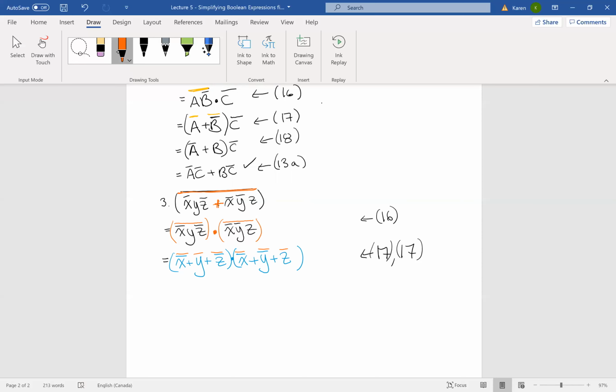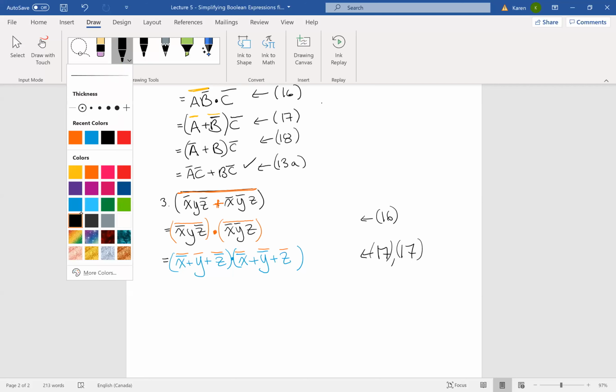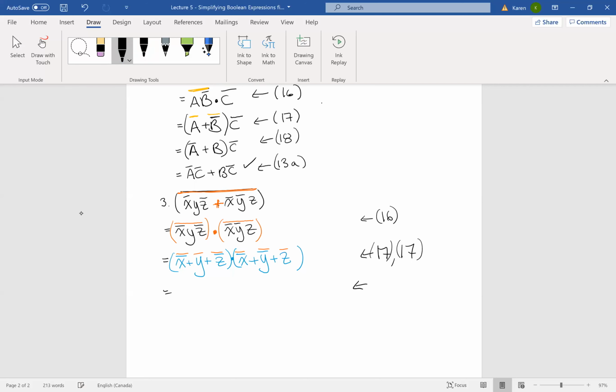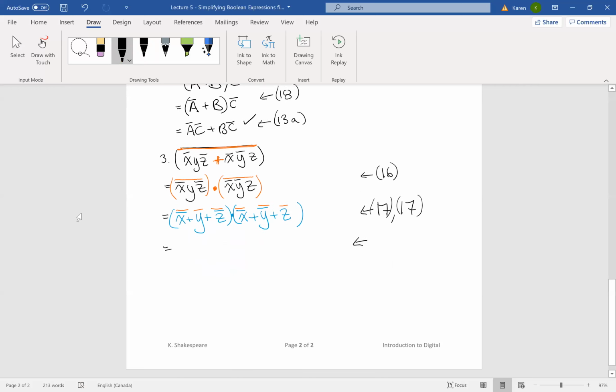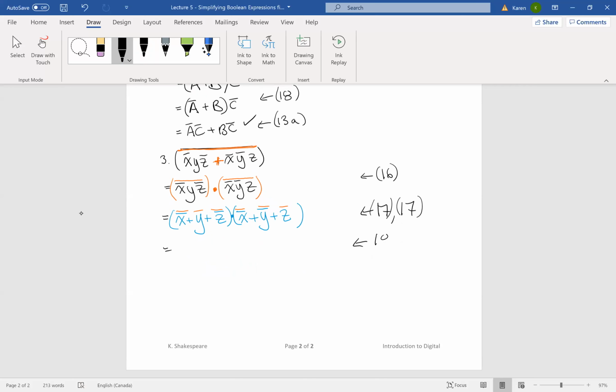And now I'm going to recognize that I have a lot of inversion signs that are inverted and then inverted again. So that's theorem 18. Remember 18 says a bar bar equals a. So this becomes x plus y bar plus z, anded with x plus y plus z bar, I believe.